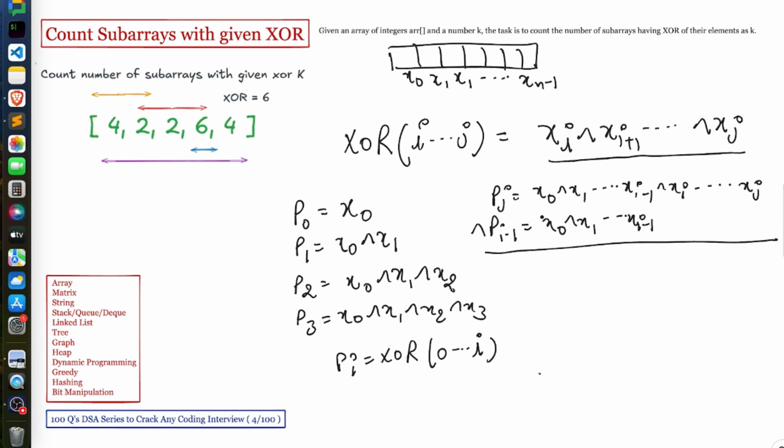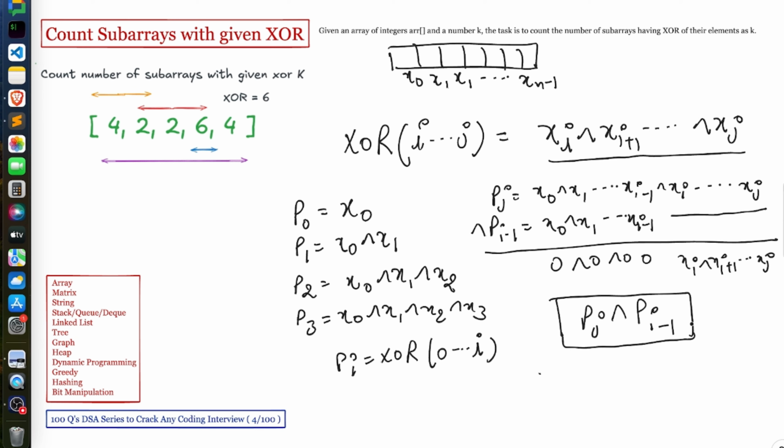We know that the XOR of two same numbers is 0. So here we get 0, 0, 0 till index i minus 1, and what you are left with are the numbers xi, xi plus 1 up to xj. So what it means is that the XOR value of all the numbers from index i to j is nothing but pj XOR pi minus 1.